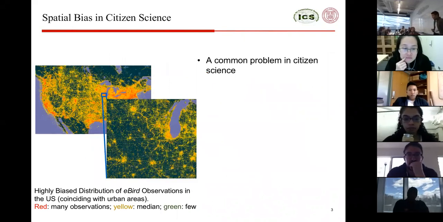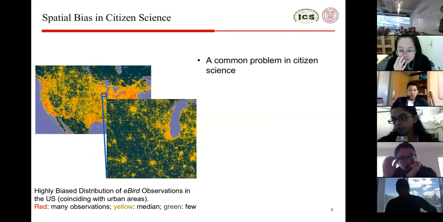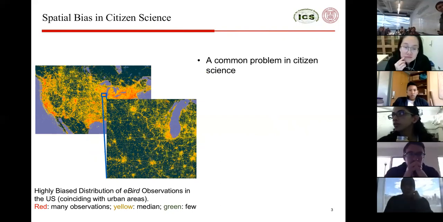Despite the great success of eBird, eBird actually suffers from a data bias problem, which is a common problem in citizen science. Here on the left, I'm showing you a heat map of where the observations are for eBird in the continental US. The color of each pixel tells you how many visits there are in different locations. These red locations are locations with a lot of observations, and in between these red locations, the green locations mean there are relatively few observations.